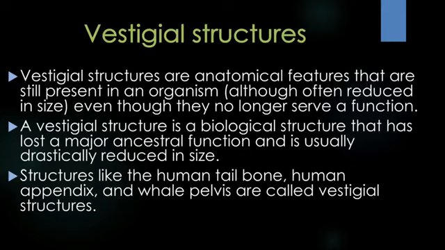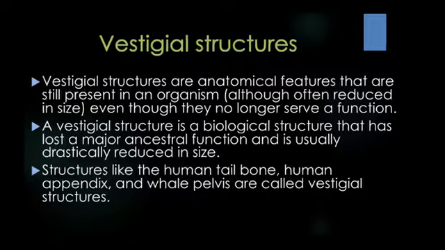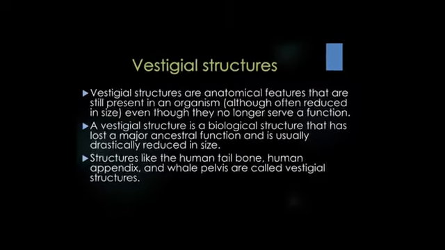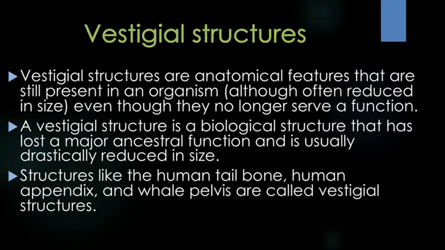Vestigial structures. Vestigial structures are anatomical features that are still present in an organism, although often reduced in size, even though they no longer serve a function. A vestigial structure is a biological structure that has lost a major ancestral function and is usually drastically reduced in size. Examples of vestigial structures are the human tailbone, that's the coccyx, the human appendix, the whale's pelvis, and even the pelvic bone of the snake. All these are vestigial structures.